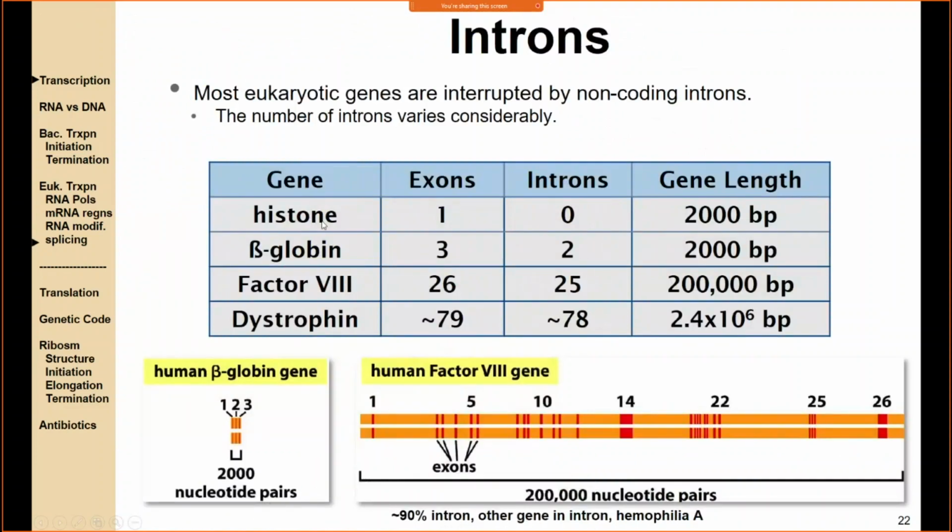All right. So now let's talk about the introns. They vary a lot in number in our genes. As an example, histones have 1 exon and 0 introns, and they're about 2,000 base pairs in length. And then I think I've already mentioned to you the large gene dystrophin. It is this length, 2.4 times 10 to the 6 base pairs. It has 79 exons and 78 introns. You'll notice there's always one less intron than exon, right? Because you'll have exon, intron, exon. And so you're always going to have one less.